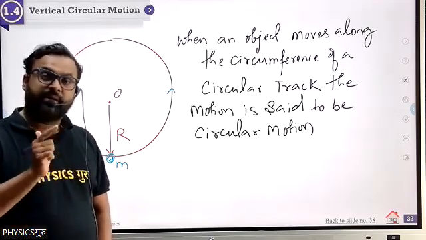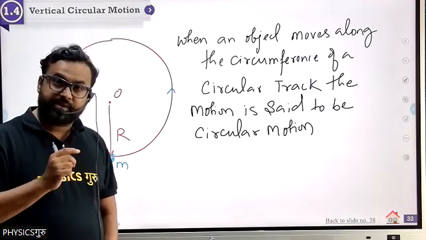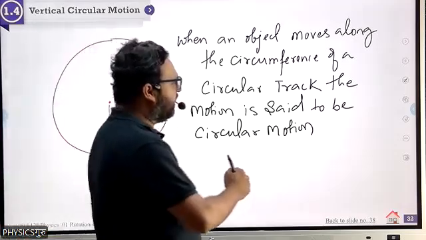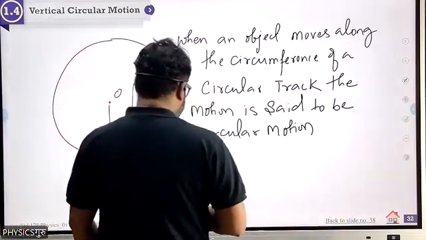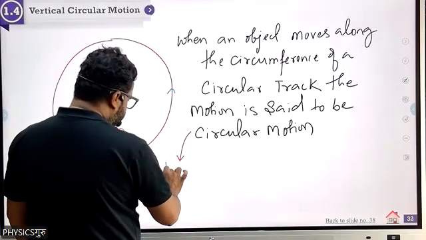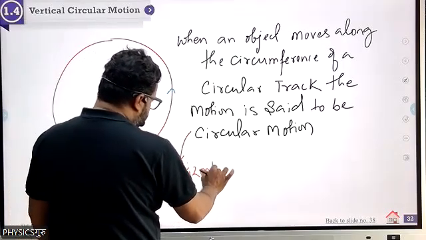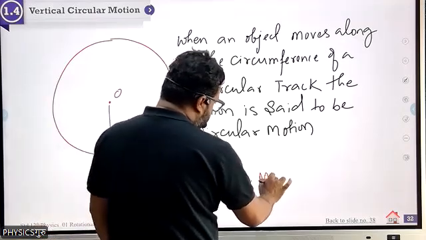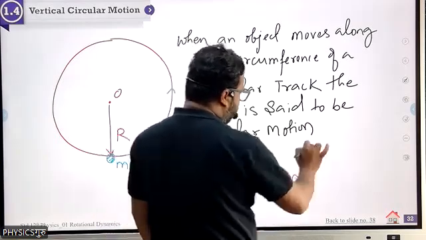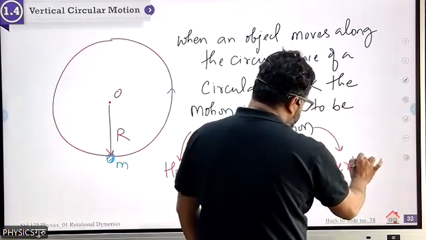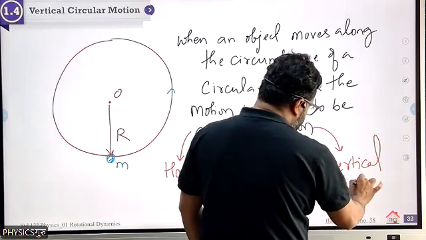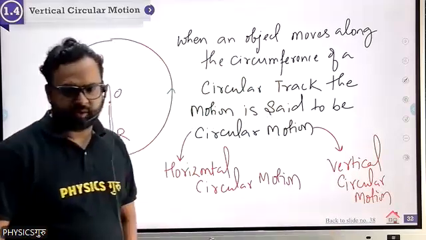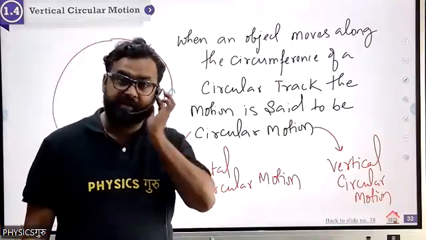Now there are two types of circular motion. The first one is called horizontal circular motion, and the second one is called vertical circular motion.